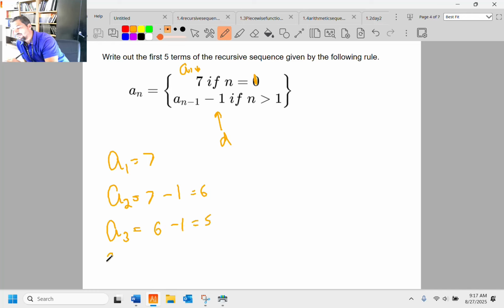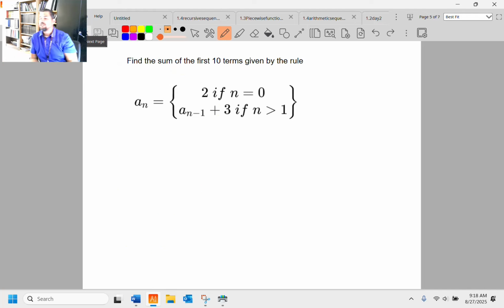And by now you should have established a pattern. We're losing 1. So the next one's 4. And the fifth term, which is what they said, first 5 terms, is going to be 3. Easy peasy lemon squeezy. All right, find the sum of the first 10 terms given by the rule. So we're finding a sum, we're actually doing what's called a series. Okay, so we're going to have to write out 10 terms. Remember, this is the first term, that's supposed to be a 1.